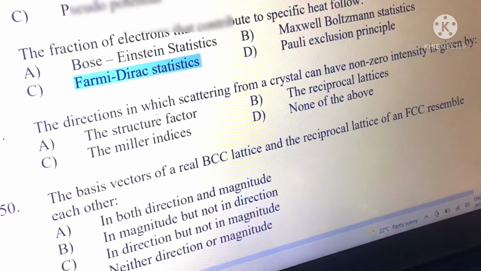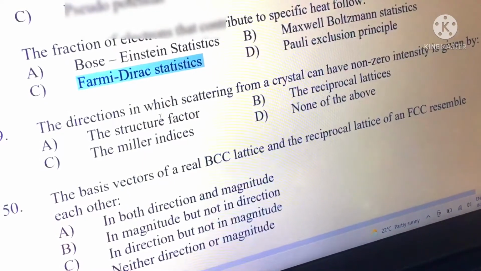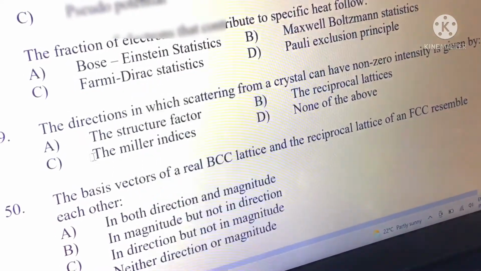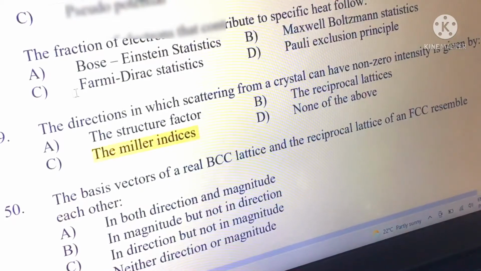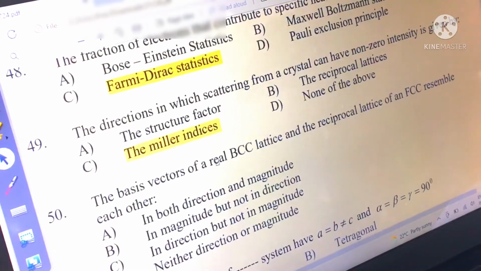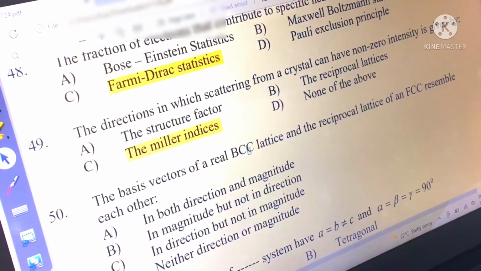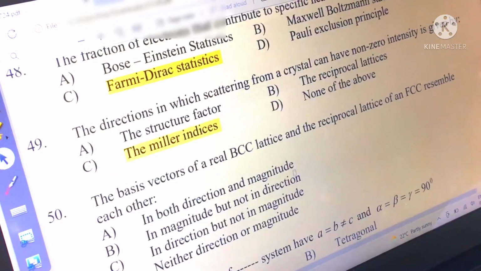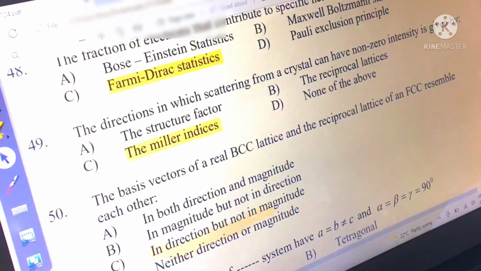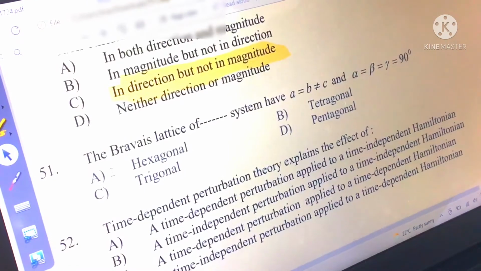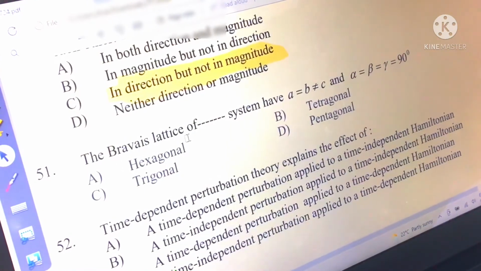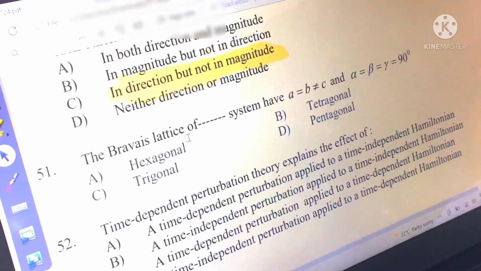49. The directions in which scattering from a crystal can have non-zero intensity is given by the Miller indices. The answer is C. 50. The basis vectors of a real BCC lattice and the reciprocal lattice of an FCC resemble each other. Option C, in direction but not in magnitude. 51. The Bravais lattice of dash system has a equal to b not equal to c and alpha equal to beta equal to gamma equal to 90 degrees. That is option B, tetragonal.